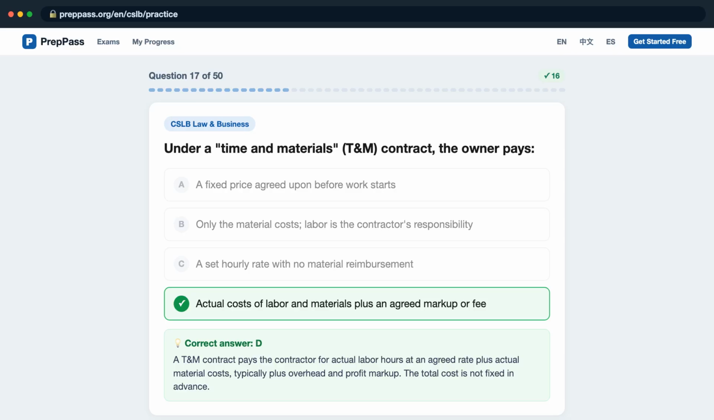A T&M contract pays the contractor for actual labor hours at an agreed rate plus actual material costs, typically plus overhead and profit markup. The total cost is not fixed in advance.